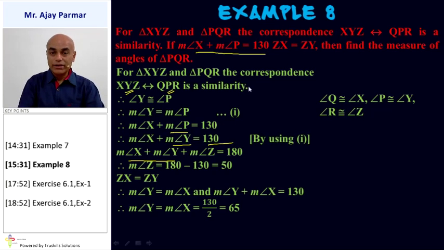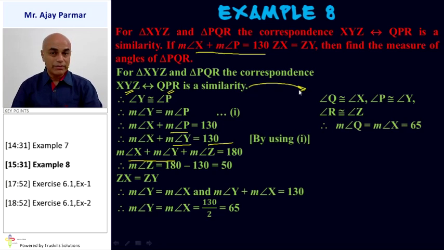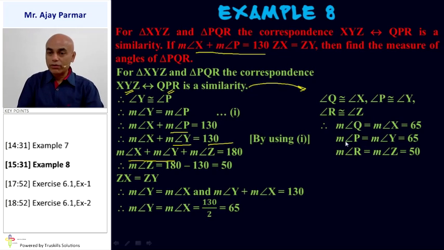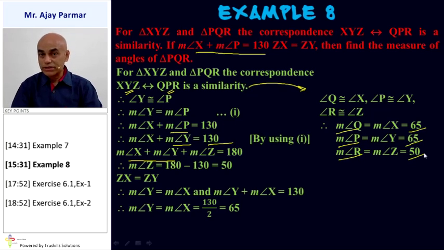Why do we have that? That is mainly because the similarity is already given to us. And therefore, measure angle Q will be same as measure angle X, 65. Measure angle P same as measure angle Y, once again 65. And measure angle R same as measure angle Z, that would be 50. So now we have all the three angles of triangle PQR corresponding to Q, P and R as 65, 65 and 50.